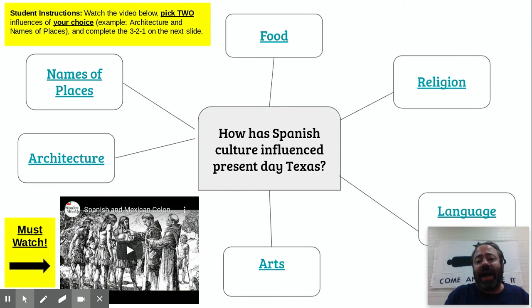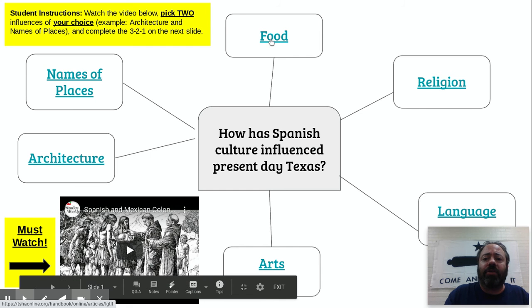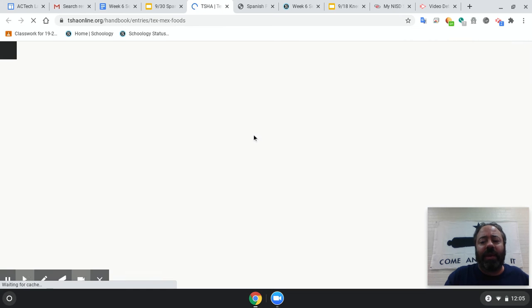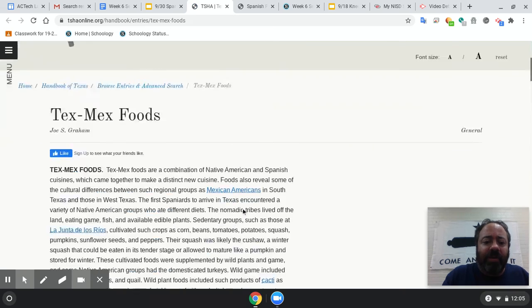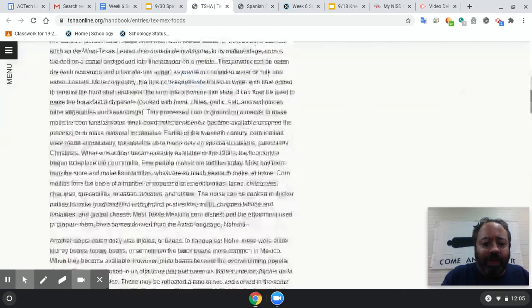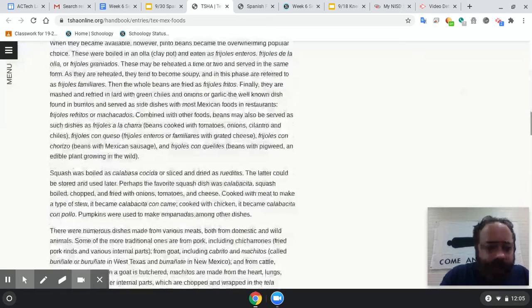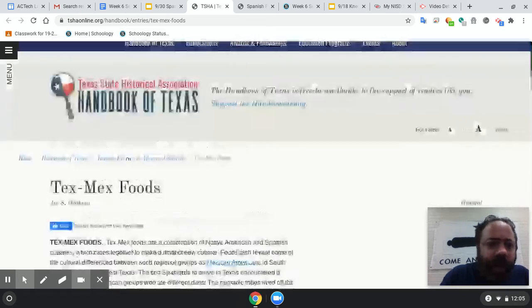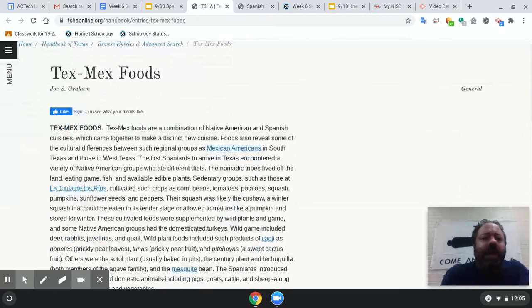Spain has influenced Texas by... I'll give you an example. Do not use my example, there's plenty on there to not use it, but here is what we mean by proof. So you go through this and you say, let's read the beginning here. Tex-Mex foods are a combination of Native American and Spanish cuisines, which came together to make a distinct new cuisine. Call that cultural diffusion. Foods also reveal some of the cultural differences between such regional groups as Mexican Americans in South Texas and those in West Texas.